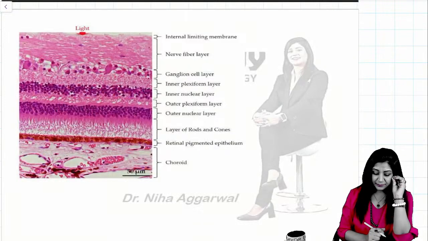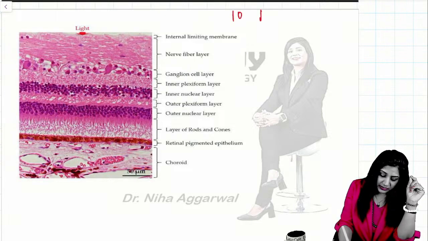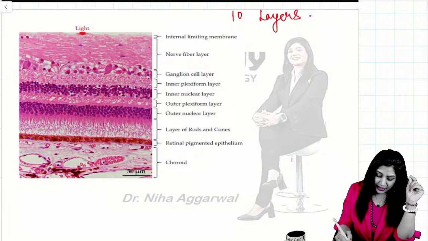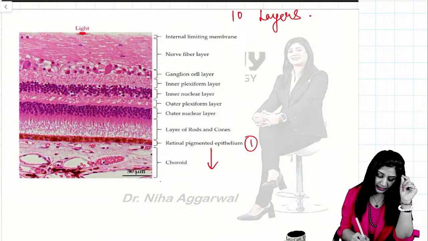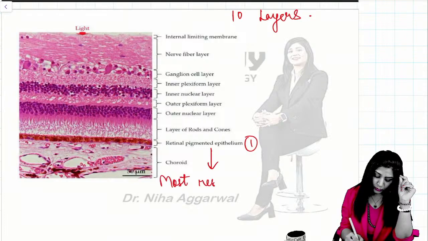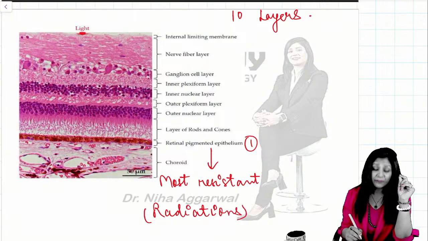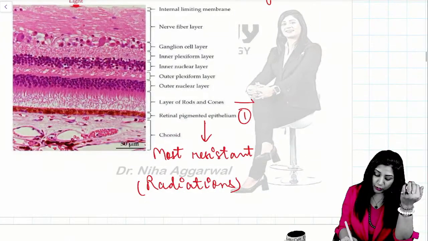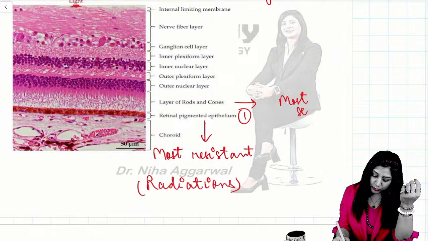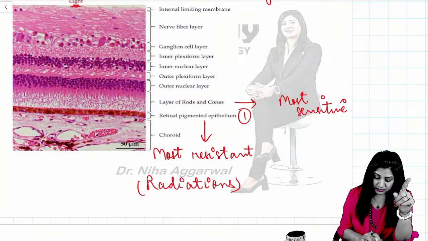First of all, these are all the layers of the retina. So we have 10 layers, right? We have 10 layers of the retina, and we are starting with the retinal pigment epithelium. This is most resistant to the radiations. When I am talking about the radiations, this layer is most resistant. Then which layer is most sensitive? The layer which contains photoreceptors. Therefore, the layer of rods and cones is most sensitive.